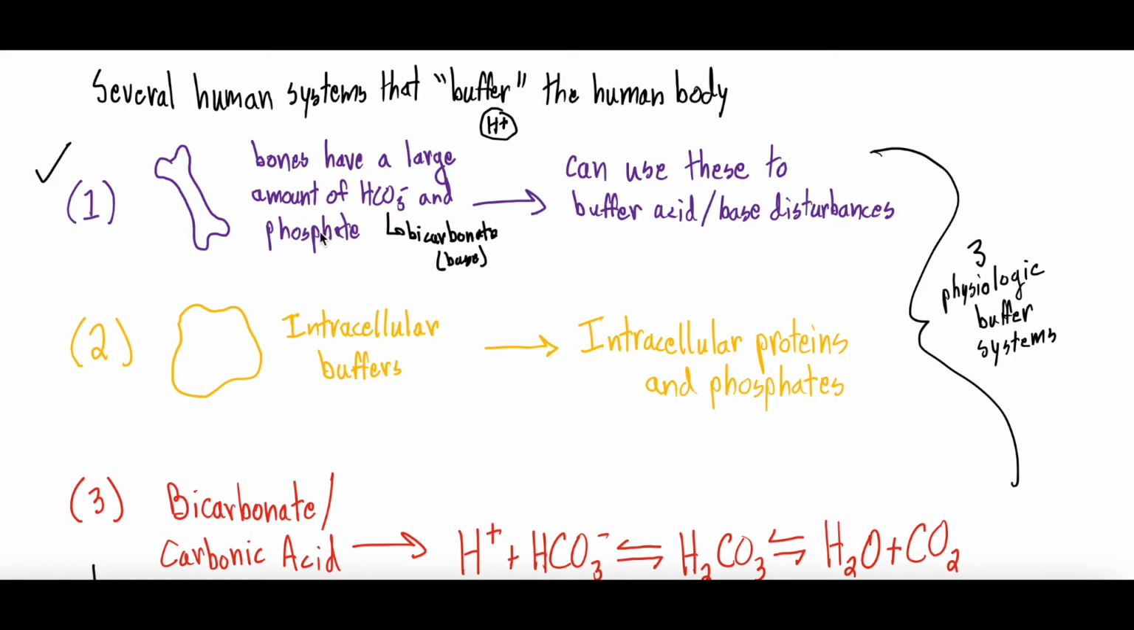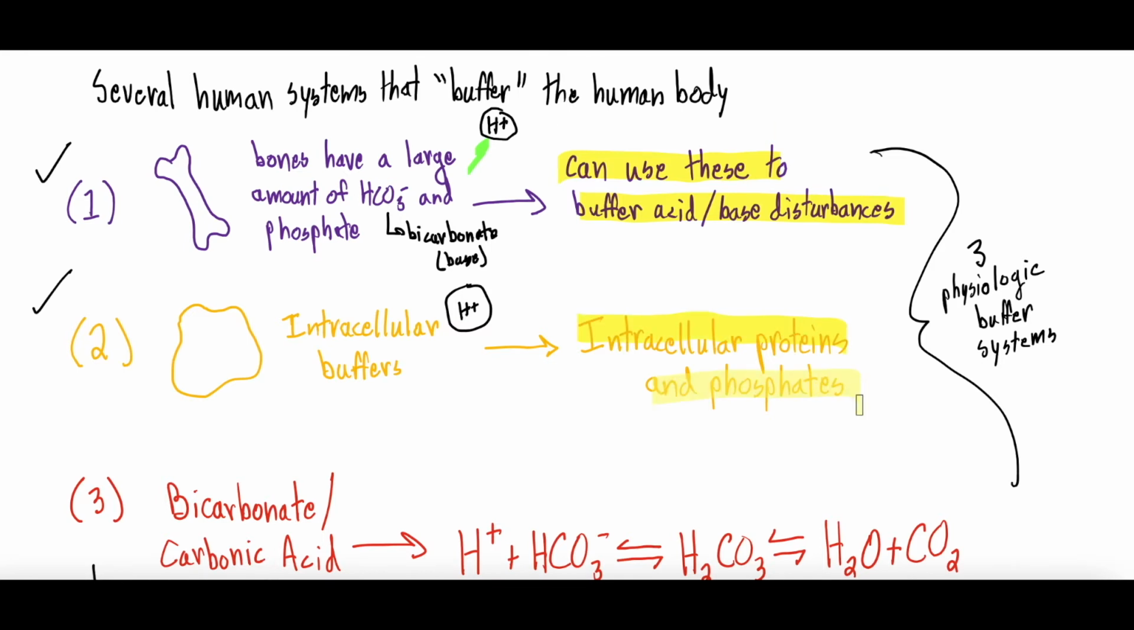And then bones have a large amount of phosphate as well. So your bones actually regulate the acid-base status of the blood by using their bicarb and phosphate to buffer the amount of hydrogen ions floating around in the blood. In addition to that, there's intracellular buffers. All right, so inside human cells, there are proteins, phosphates, all sorts of ions, which are charged particles that can grab onto those hydrogen ions and get rid of them so that your blood pH remains normal. And that's intracellular proteins, phosphates, all sorts of stuff.